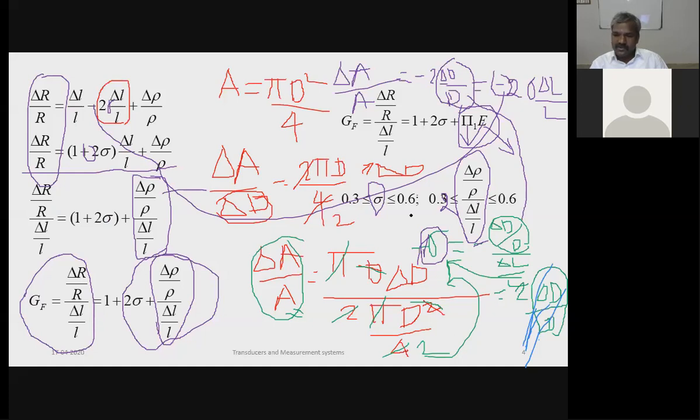Sigma, Poisson's ratio, also varies from 0.3 to 0.6. Here 0.2 to 0.6. So when sigma is also very small, this term is also small. When compared with this, this term can be neglected. So the gauge factor is simply del R by R divided by del L by L.